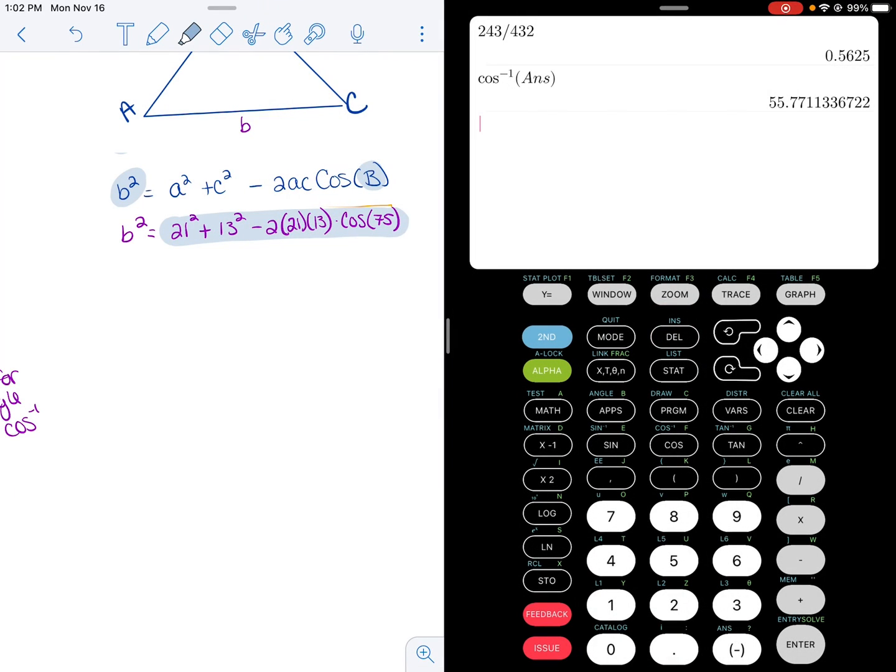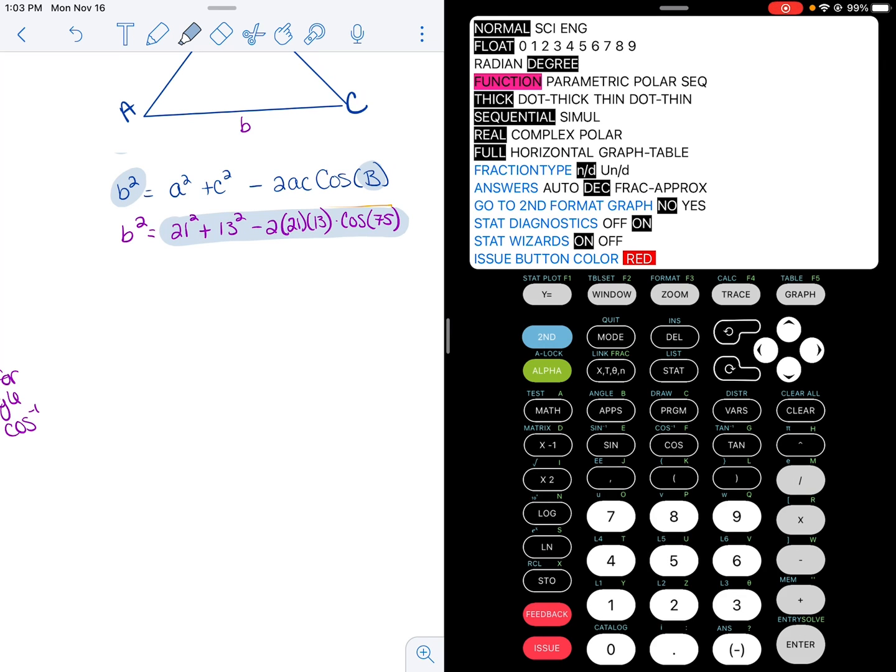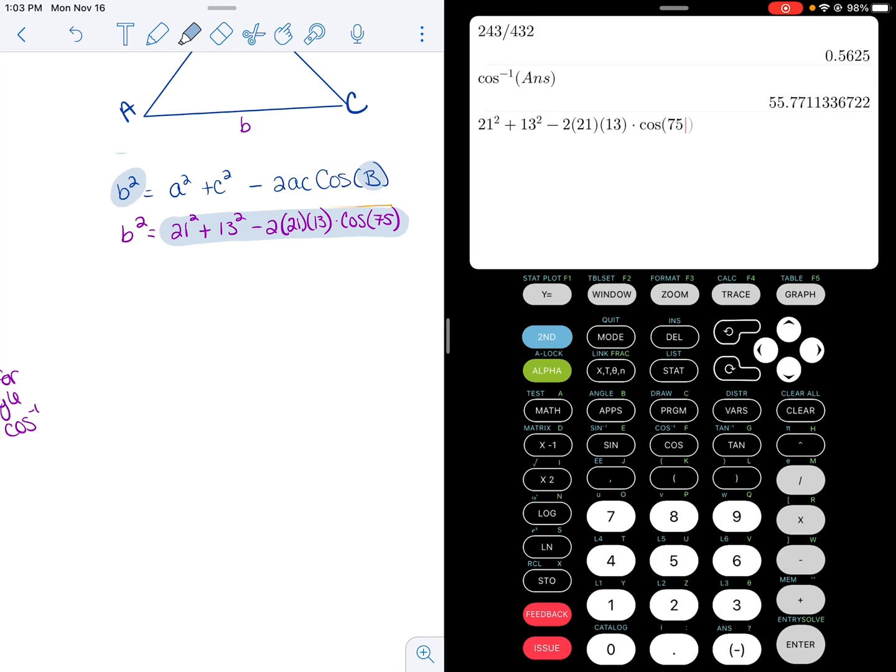So we're going to do 21 squared plus 13 squared minus 2 times 21 times 13 times the cosine of 75. Let me just make sure quickly. Okay, I'm in degree mode. And I'm going to hit enter. Okay, so that tells me that b squared is equal to 468.7.